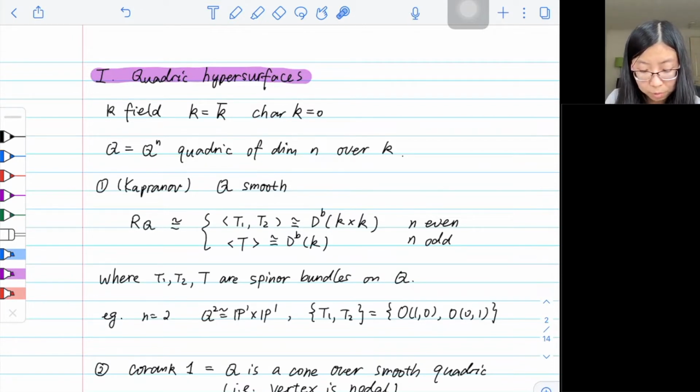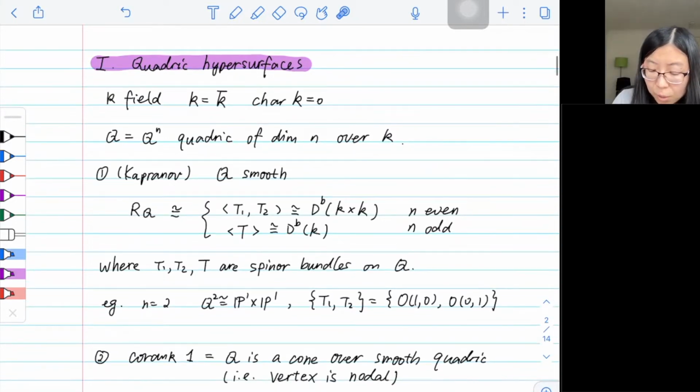So you have two of them which are completely orthogonal. So this whole thing is equivalent to D^b(K) times K. Or in geometric terms, this is equivalent to the derived category of the disjoint union of 2 points. And when n is odd, it's just generated by one exceptional object, so that's equivalent to D^b(K).